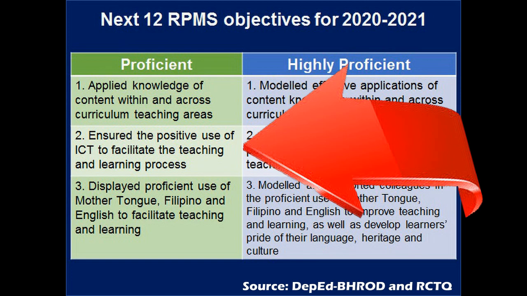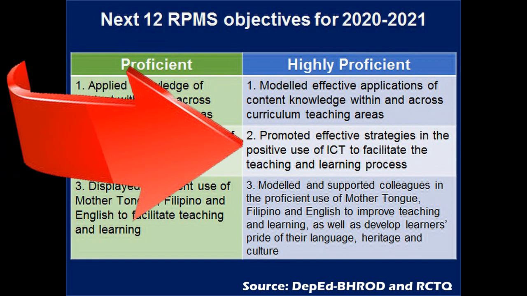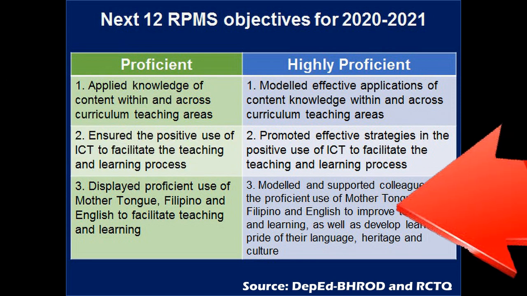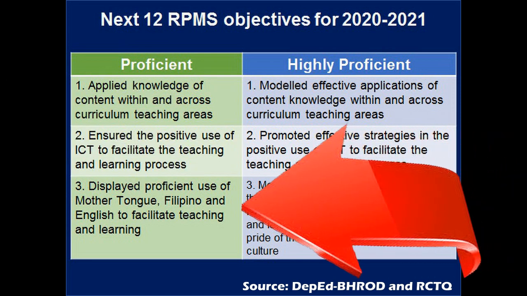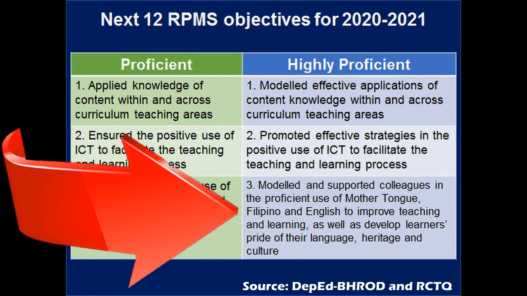The second objective for the proficient teacher is to ensure the positive use of ICT to facilitate the teaching and learning process, and for the highly proficient teacher, to promote effective strategies in the positive use of ICT to facilitate the teaching and learning process. The third objective for the proficient teacher is to display proficient use of mother tongue, Filipino, and English to facilitate teaching and learning, while the highly proficient teacher is expected to model and support colleagues in the proficient use of mother tongue, Filipino, and English to improve teaching and learning as well as develop learners' pride of their language, heritage, and culture.